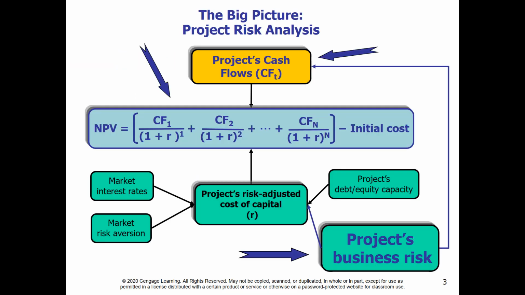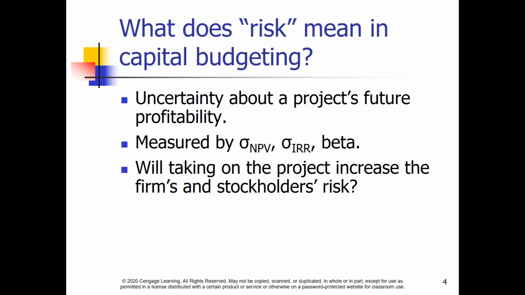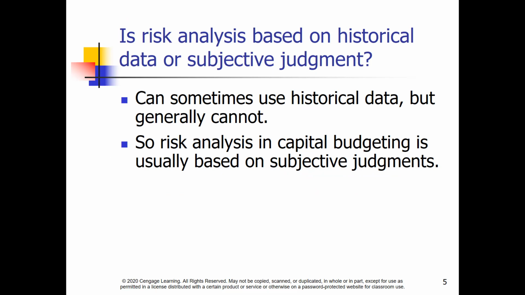In our chart, we've seen repeatedly, Chapter 11 focuses on estimating and analyzing project cash flows. In a capital budgeting context, risk refers to uncertainty about the future profitability of a project. There are several ways to measure project risk. Historical data is exactly that, history. In judging the risk of projections, we usually have to depend on subjective judgment.